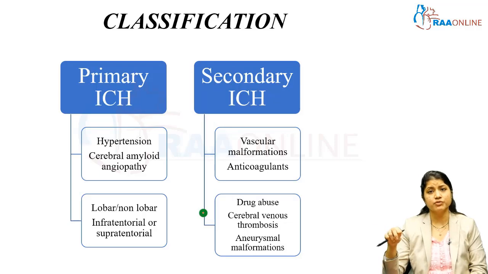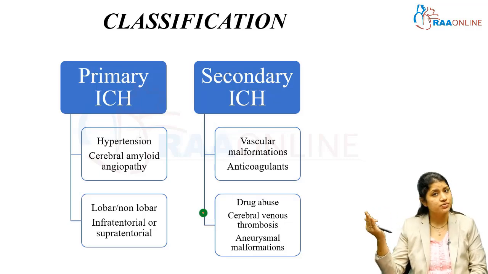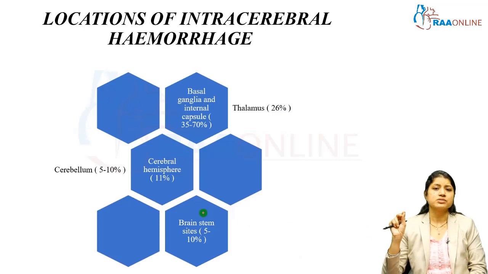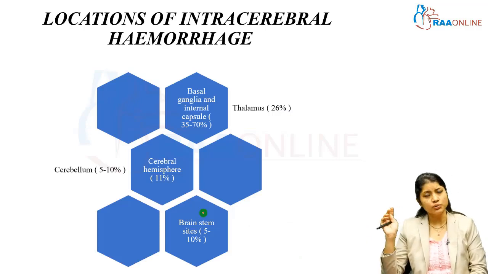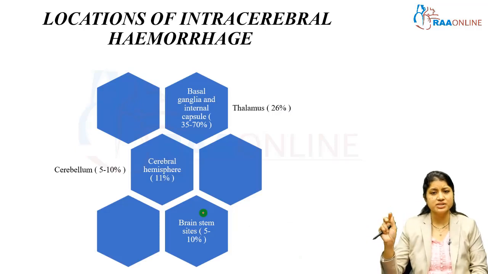or it can be because of some vascular malformations like AV malformations, berry aneurysms, saccular aneurysms, or it can be a presentation of cerebral venous thrombosis, or secondary to drug abuse like the use of cocaine, which causes cocaine-induced vasoconstriction and rupture of the blood vessels.